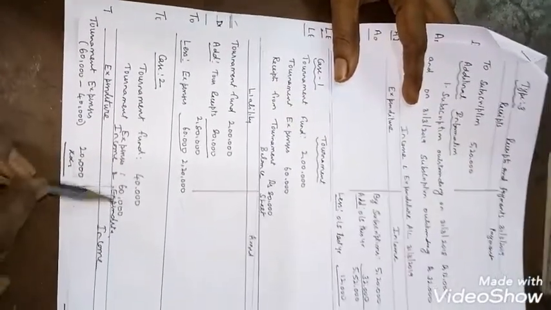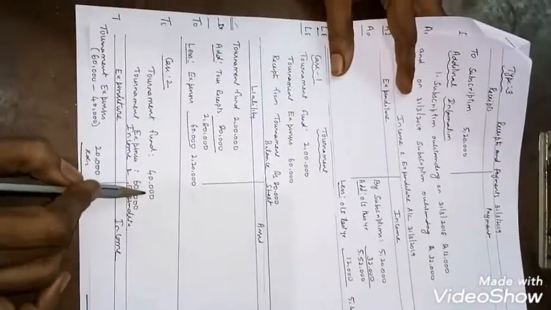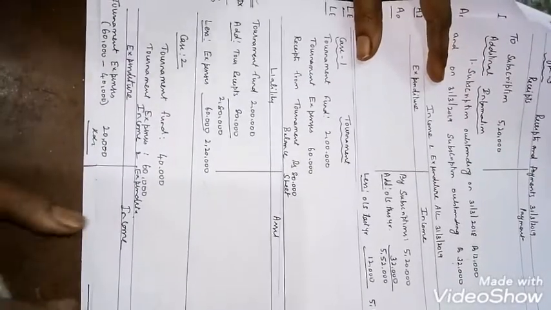Take the tournament expenses 60,000 minus 40,000. That means you are taking the amount from the tournament fund, and the remaining 20,000 is expenses. You are supposed to show it in the expenditure side.